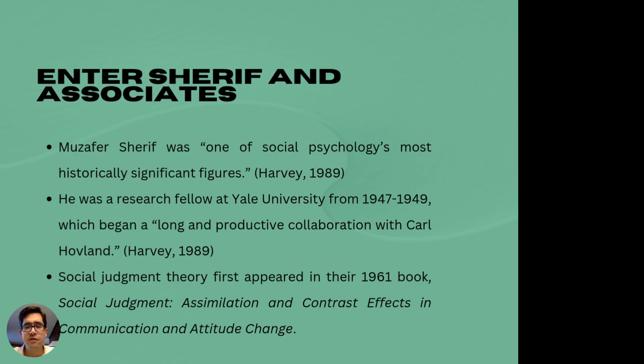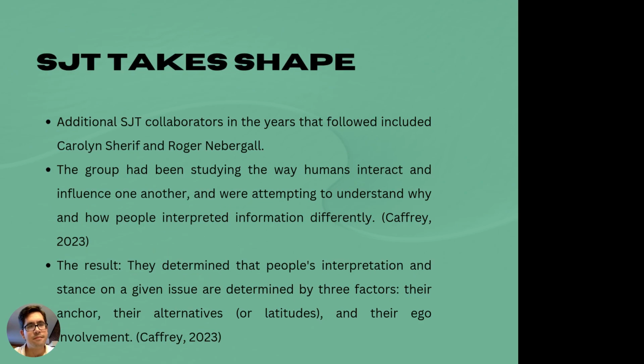In fact, social judgment theory first appeared in their 1961 book, Social Judgment: Assimilation and Contrast Effects in Communication and Attitude Change. This theory would continue to take shape in the years that followed, with additional collaborators, including Carolyn Sherif, who was Muzafer's wife and also a very accomplished psychologist in her own right, and Roger Niebergall.